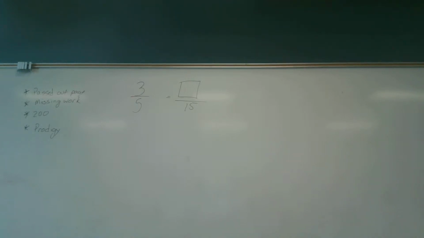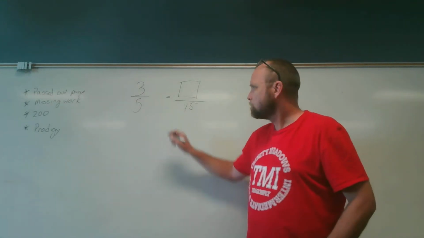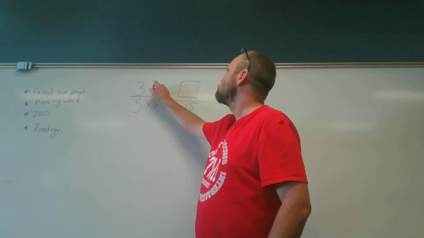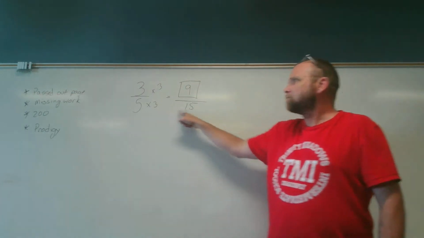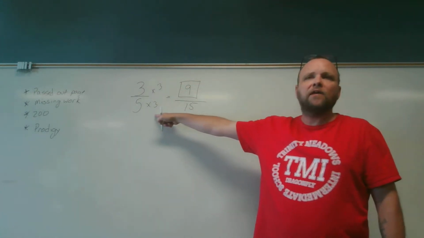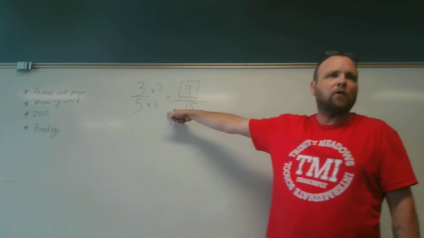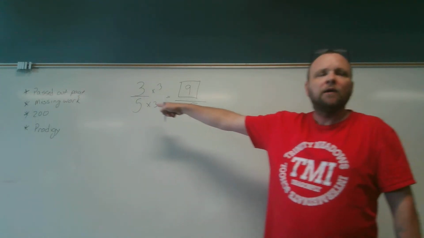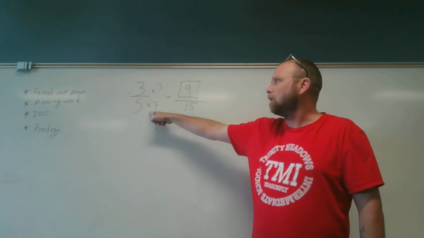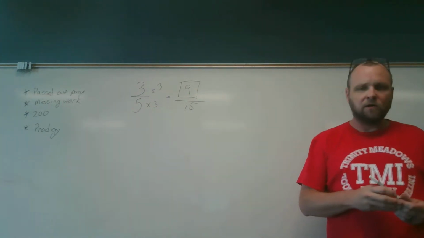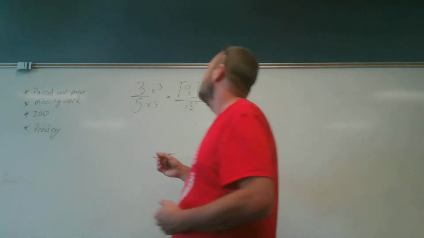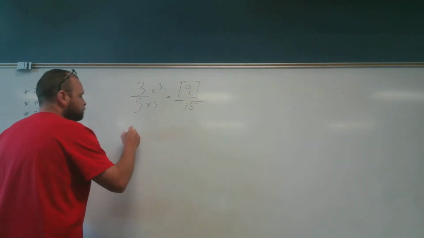Alyssa, what did you get? 9. How did you get it? So you have to multiply 5 by 3 to get 15. And what you do to the bottom, you do to the top. Awesome sauce. 5 times 3 gives us the 15. We already know that, so that helps us figure out what we have to multiply by. As my young friend Alyssa said, whatever you do to the denominator, you must also do to the numerator. Let's look at another one.